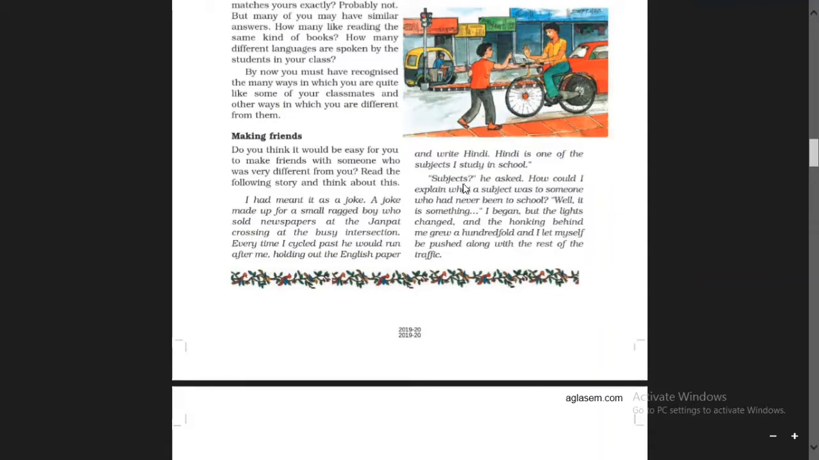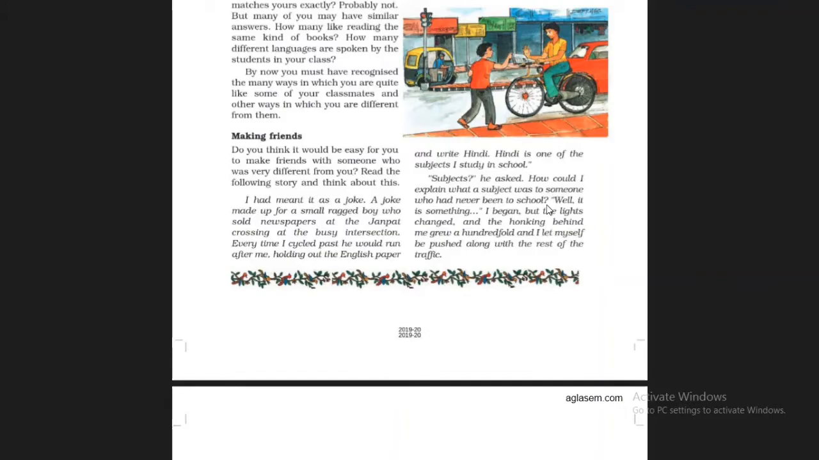"Subjects," he asked. How could I explain what a subject was to someone who had never been to school? Subjects, the boy replied, subjects. He did not understand what is subject. The boy who was holding newspaper to him, to make him understand what is subject.